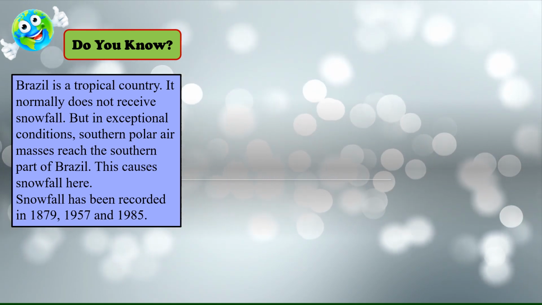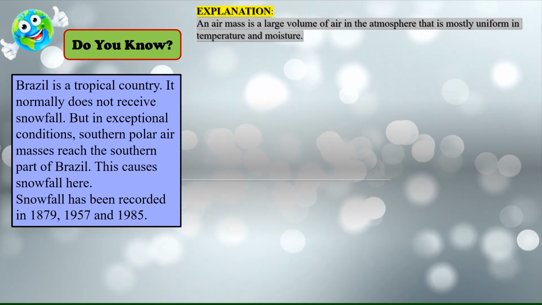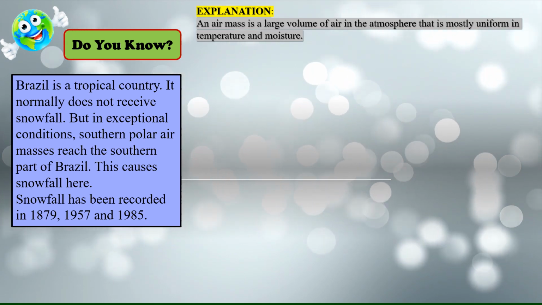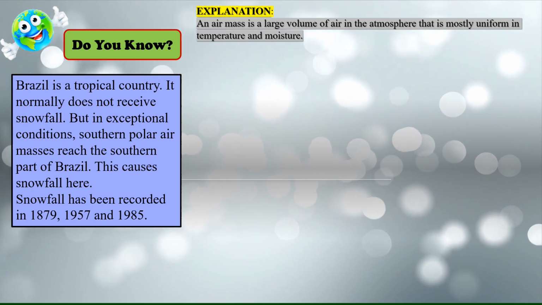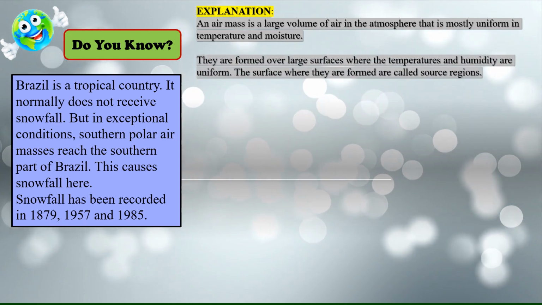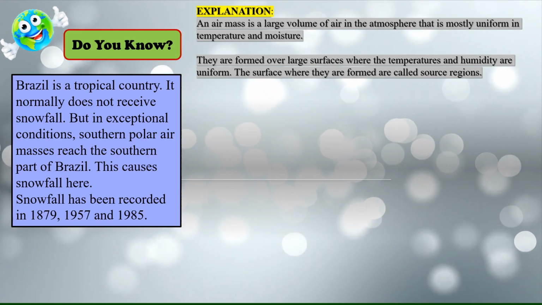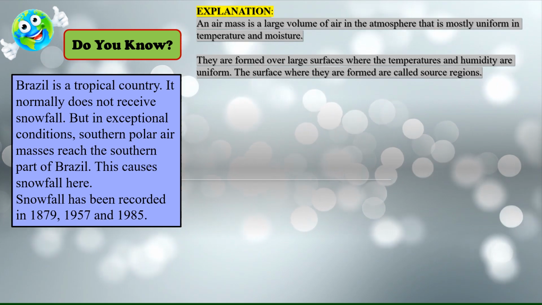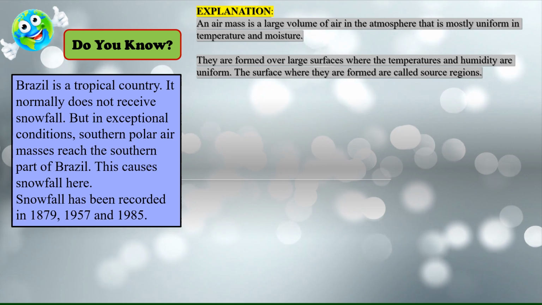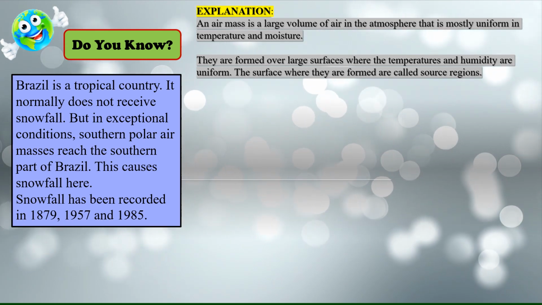Now first of all we need to understand what are air masses. An air mass is a large volume of air. In short, it is air in the atmosphere that is mostly uniform, that is, it is the same in temperature and moisture. They are formed over large surfaces where the temperature and humidity are uniform. So wherever the temperature and humidity are the same, they are formed. The region or surface where they are formed is called the source region.